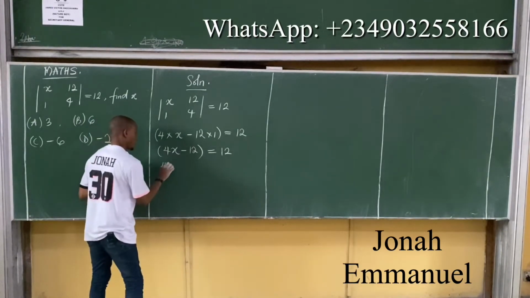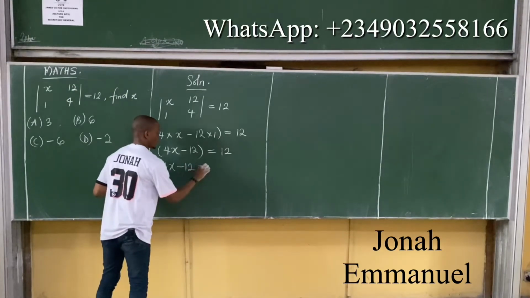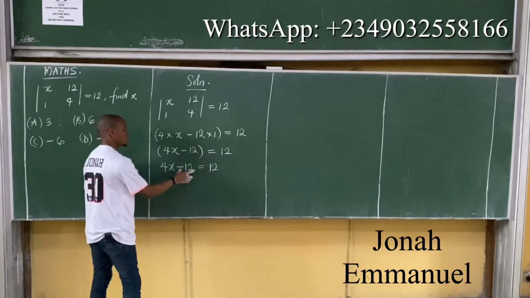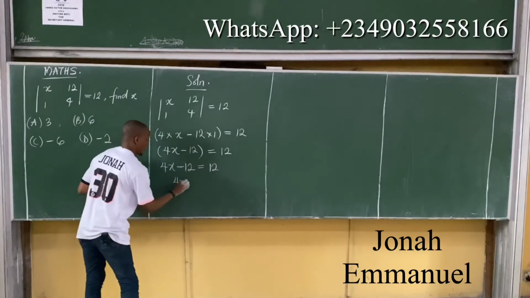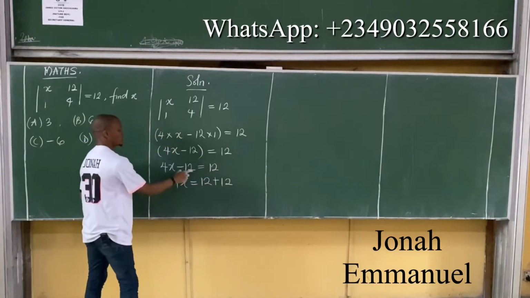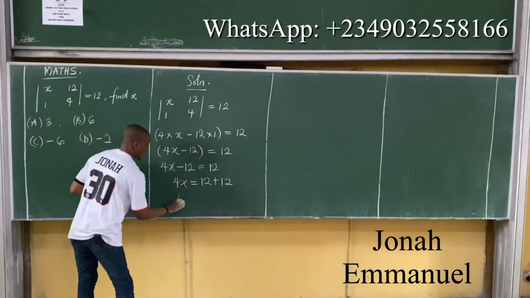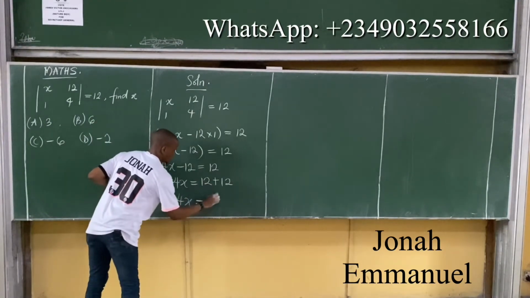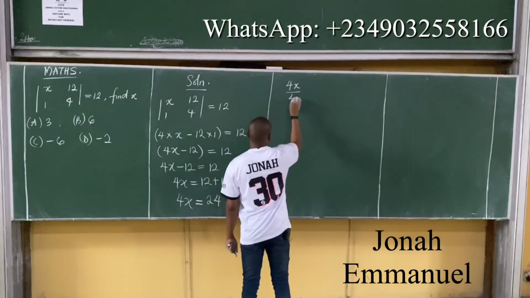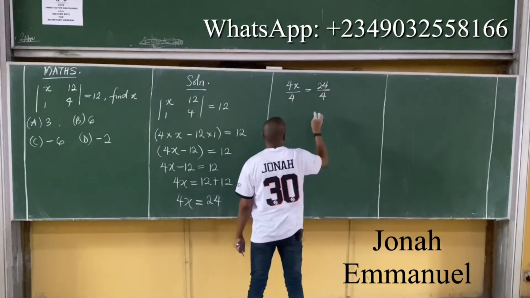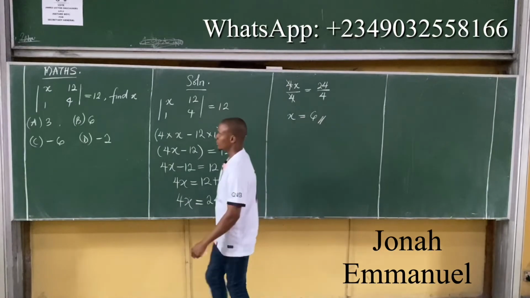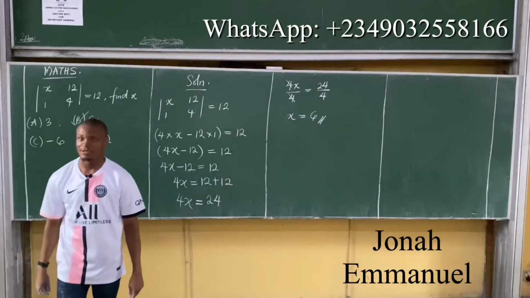I have 4x minus 2 equal to 12. Make x the subject of the formula. How do I do that? First of all, move this one over here. So I have 4x is equal to 12, and minus 2 comes over there as plus 2. So I have 4x is equal to 12 plus 2, 14. How do you get x? Divide by 4. So 4x all over 4 is equal to 14 all over 4. 4 cancels 4. So x is equal to, what do you get there? 6. Which option? B. That's it.